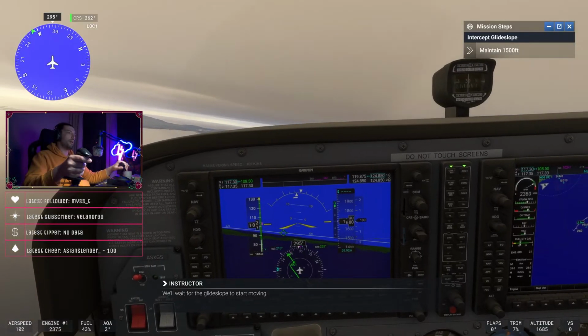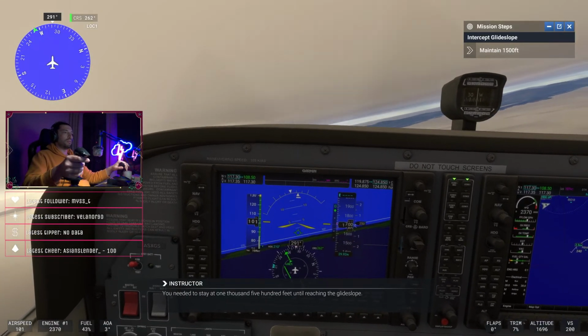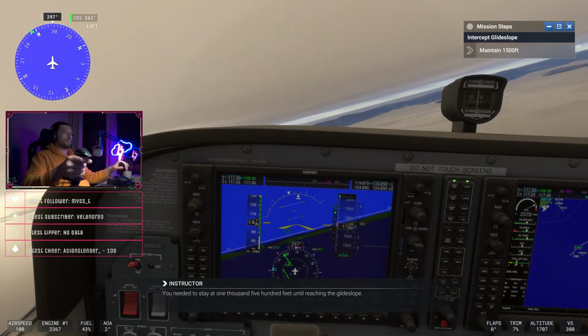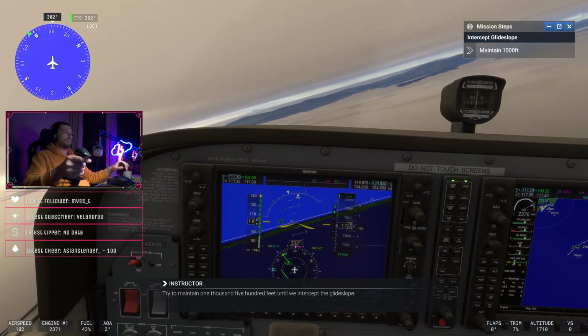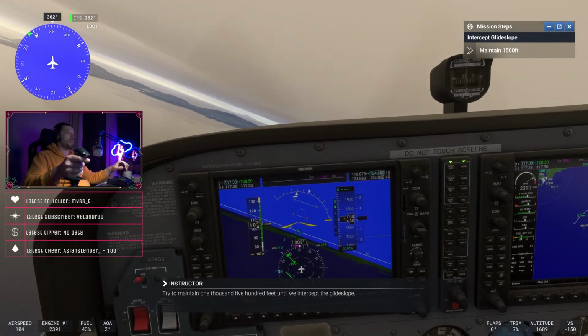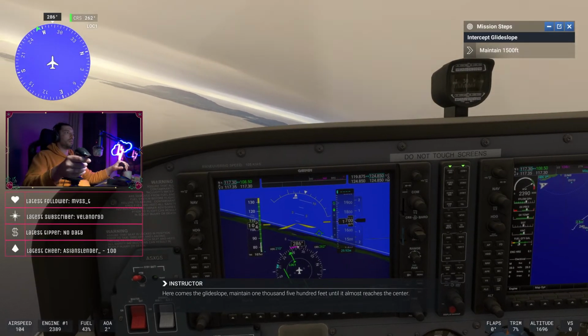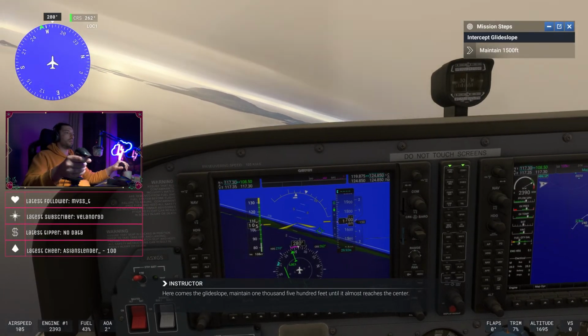We'll wait for the glide slope to start moving. You needed to stay at 1,500 feet until reaching the glide slope. Try to maintain 1,500 feet until we intercept the glide slope. Here comes the glide slope. Maintain 1,500 feet until it almost reaches the center.